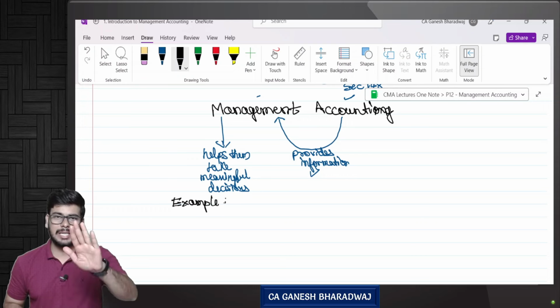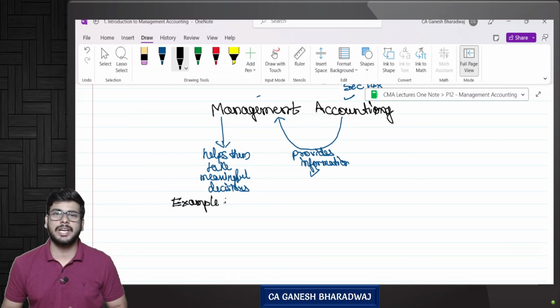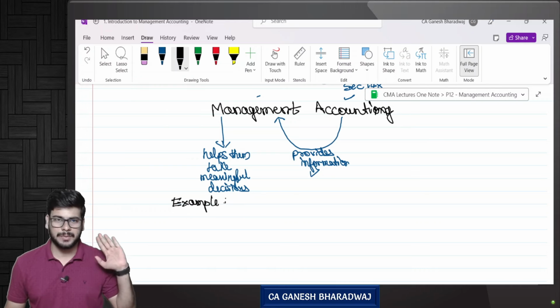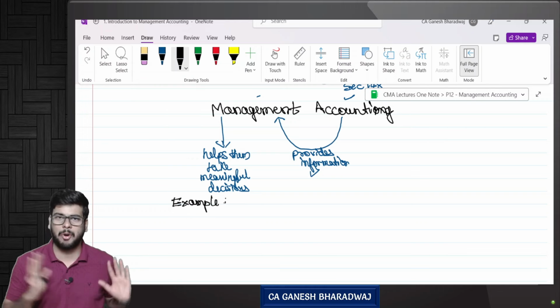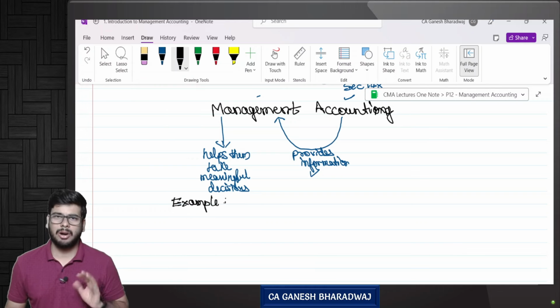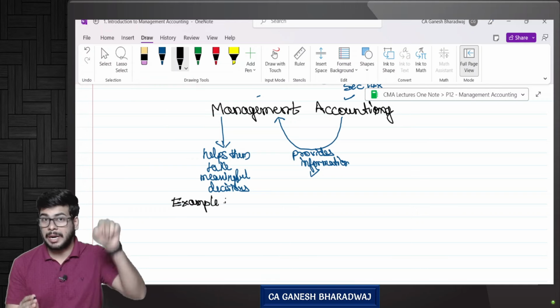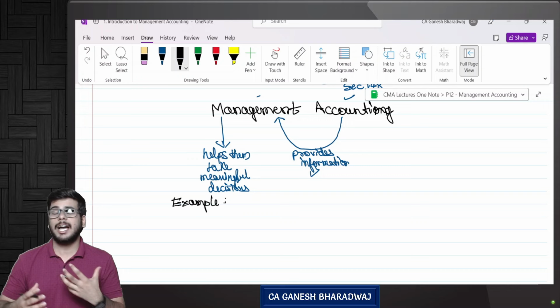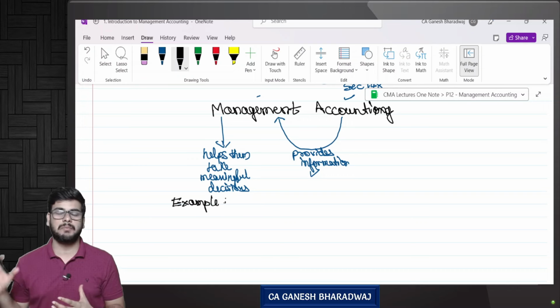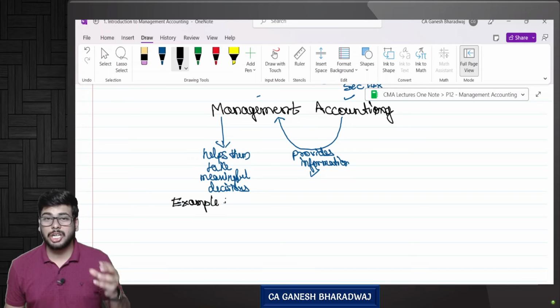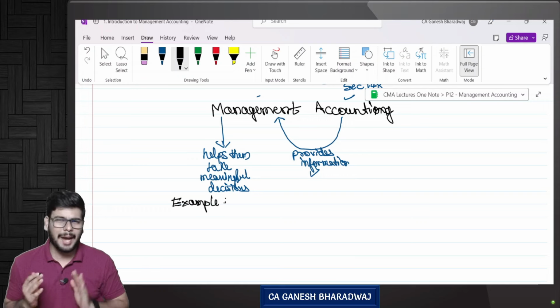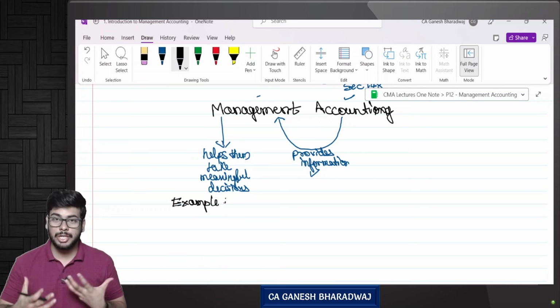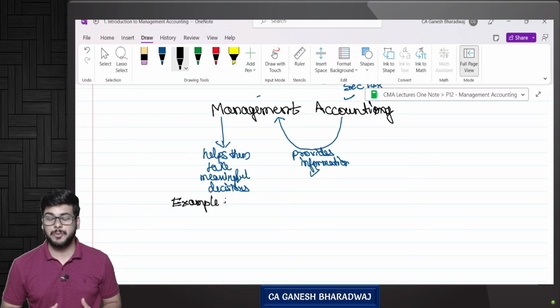The managing director is asking you, he wants to take a decision for this one month. Should we shut down the business? That is, should we stop all our production, or should we continue the production? This is only for one month. This is not a permanent shutdown. This is actually a concept in marginal costing called the shutdown or continue decision. I'm giving that example right now so that you will understand what a management accountant does.